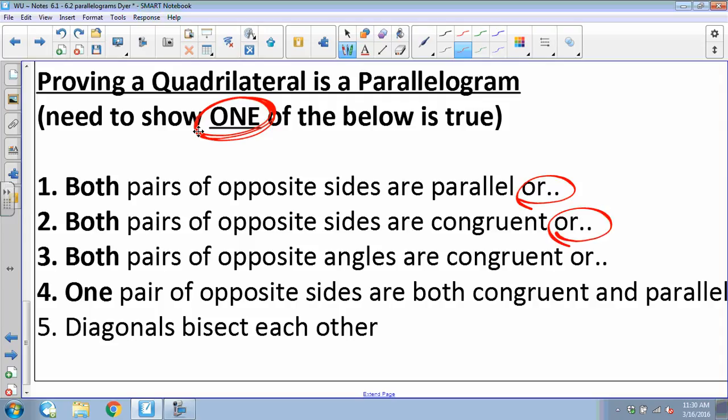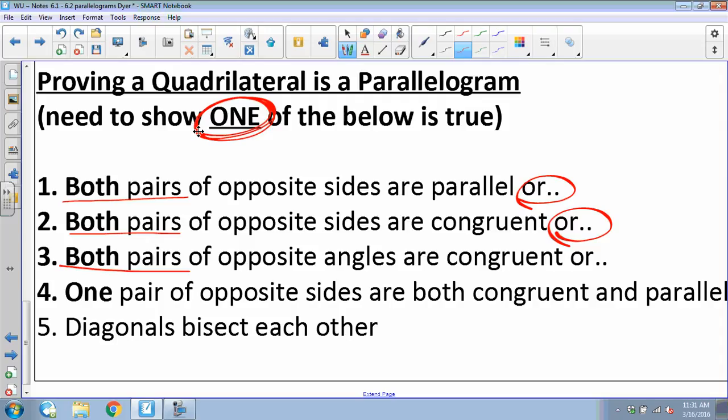Or both pairs of opposite angles are congruent. So if they say angle D is congruent to angle B and angle A is congruent to angle C, is it a parallelogram? Yes. If both pairs, these are the key words here. Both pairs, both pairs, both pairs.